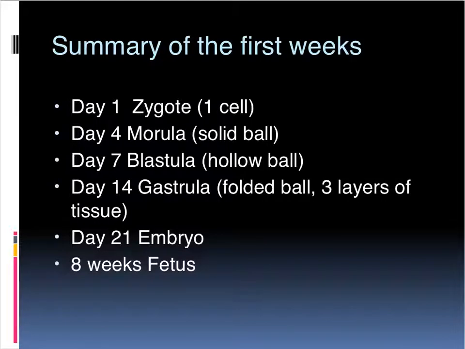Now let's go over a summary of first weeks of pregnancy. On day 1, we have the zygote, it's one cell. On day 4, we have the morula, it's a solid ball. On day 7, the blastula, it's a hollow ball. On day 14, the gastrula, it's a folded ball with 3 layers of tissue. On day 21, it becomes an embryo, and at 8 weeks, it becomes a fetus.